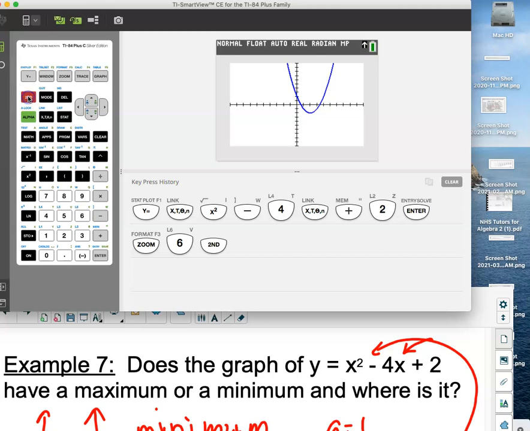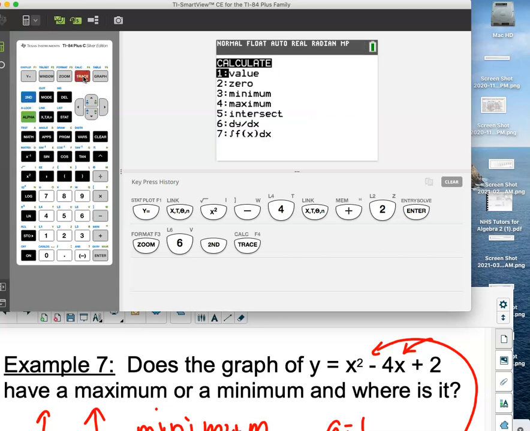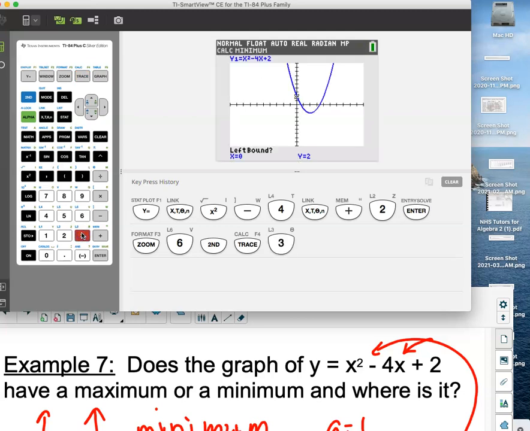Second trace. And what do we want? We want 3, the minimum. And let Blinky tell you what you have to do. Blinky's saying, are you on the left side of this thing? Well, yes. I'm not very close to the lowest spot, though, so I'll move it a little closer. Enter. Are you on the right side? I am. Enter. I don't want to take a guess.